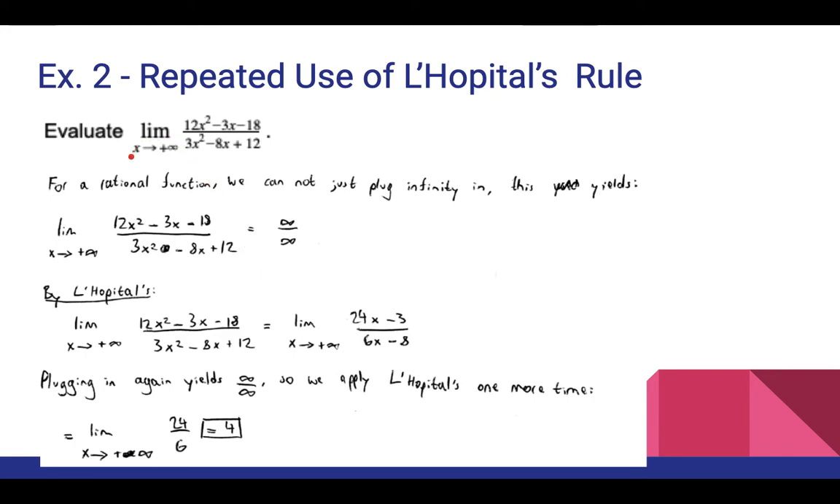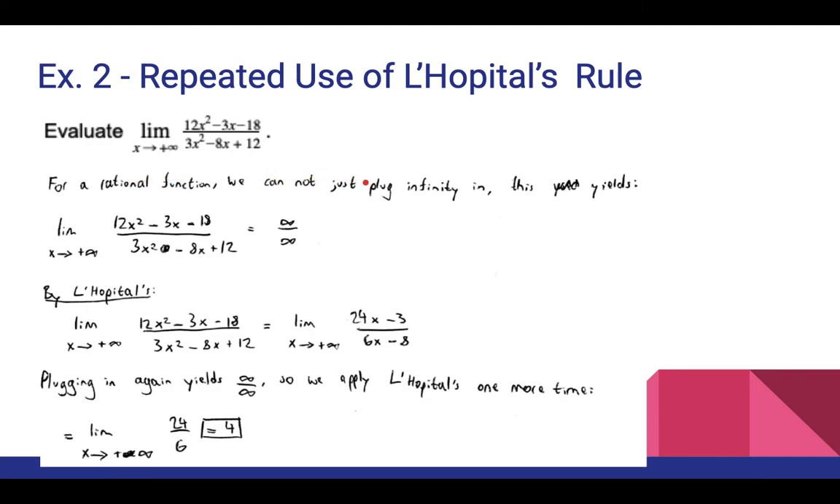So let's say we're looking at the limit as x approaches positive infinity of 12x squared minus 3x minus 18 divided by 3x squared minus 8x plus 12. We recognize this as a horizontal asymptote of this rational function, so we could apply techniques from 1.5 and take 12 divided by 3 to get our horizontal asymptote, 4. But we can also apply L'Hopital's rule.